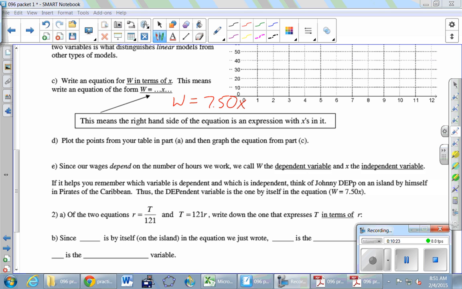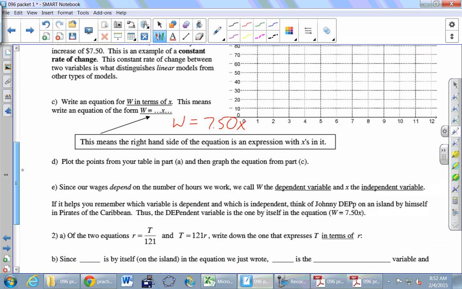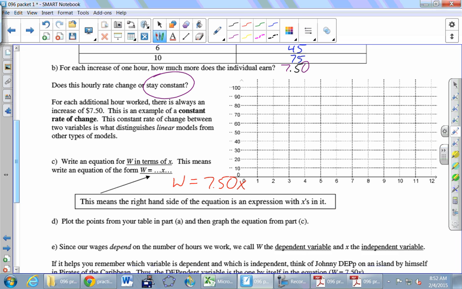Okay, so what did we discover about these points? It looks like they form a line, right? I mean, if you did it right, then you should be able to use your bookmark as a straight edge and connect those dots with a straight line. And I want to just mention this whole constant rate of change business again.